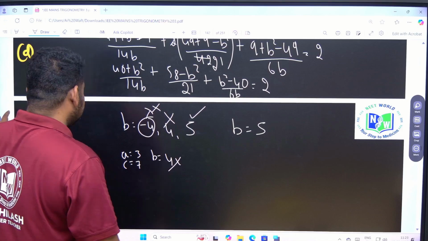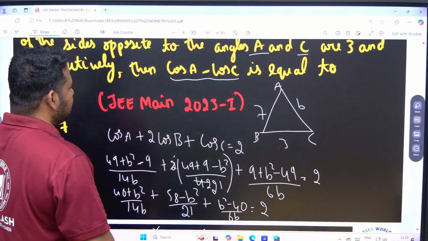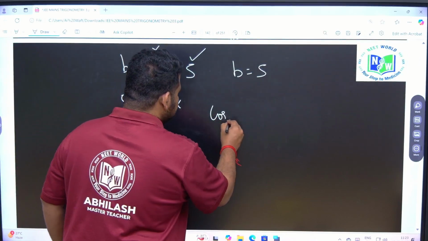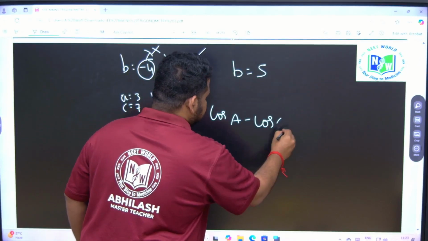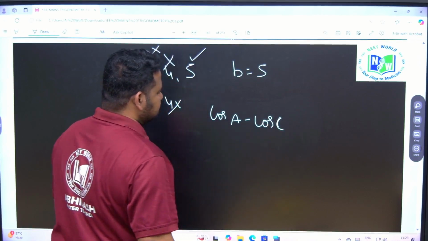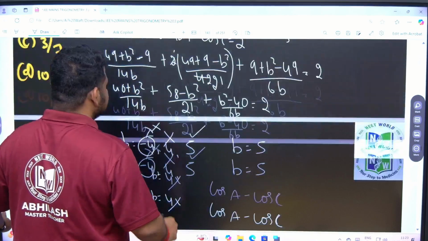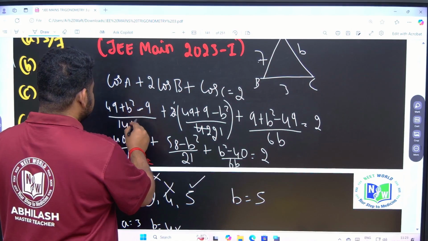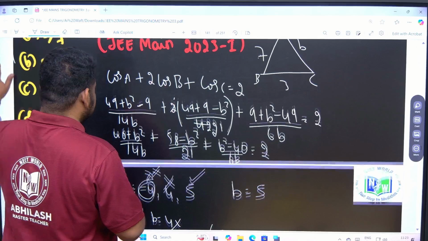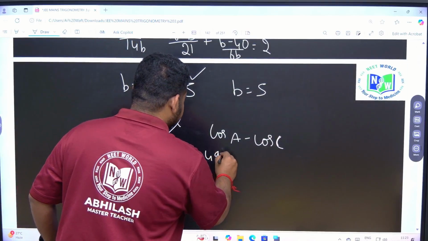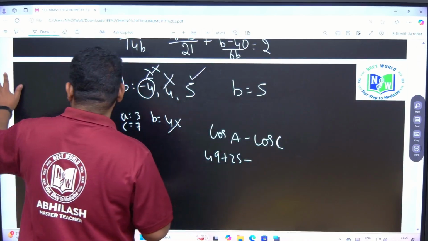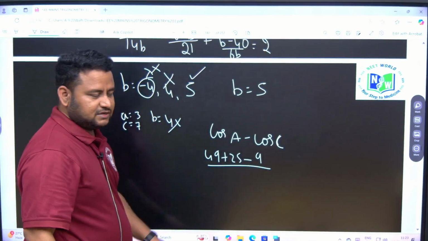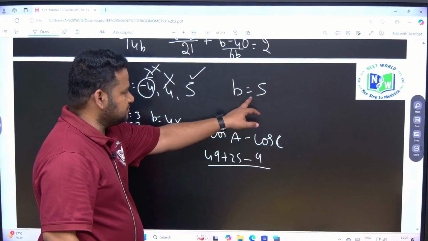Now we have to find out what? They have asked us to find out cos a minus cos c. So what is the value of this? Cos a is what? This is given here. Cos a is 49 plus b square minus 9 by 14b. So I can write it as 49 plus b square, which is 25, minus 9. Why did it come 25? Because it is 5 square, because b is 5.